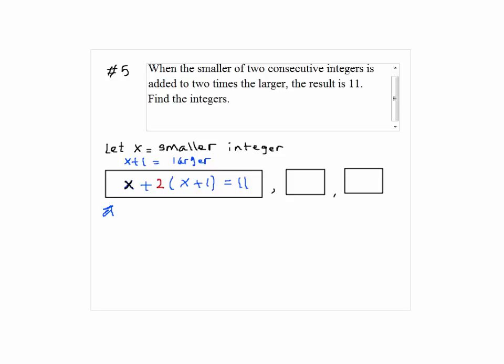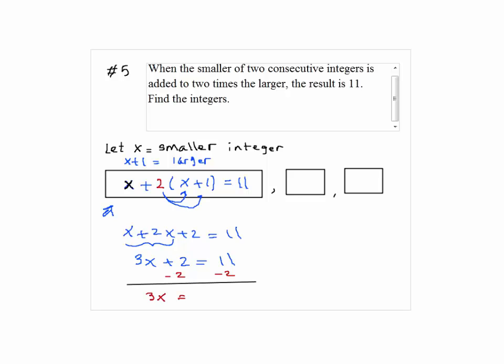So then you have to just simply solve for this. You have to distribute. You get x plus 2x plus 2 is equal to 11. So here would be 3x plus 2 is equal to 11. And then you can subtract 2 from both sides of the equation. So here we have 3x is equal to 11 minus 2. So you get 3x is equal to 9. So x is equal to 9 over 3, so it's equal to 3.